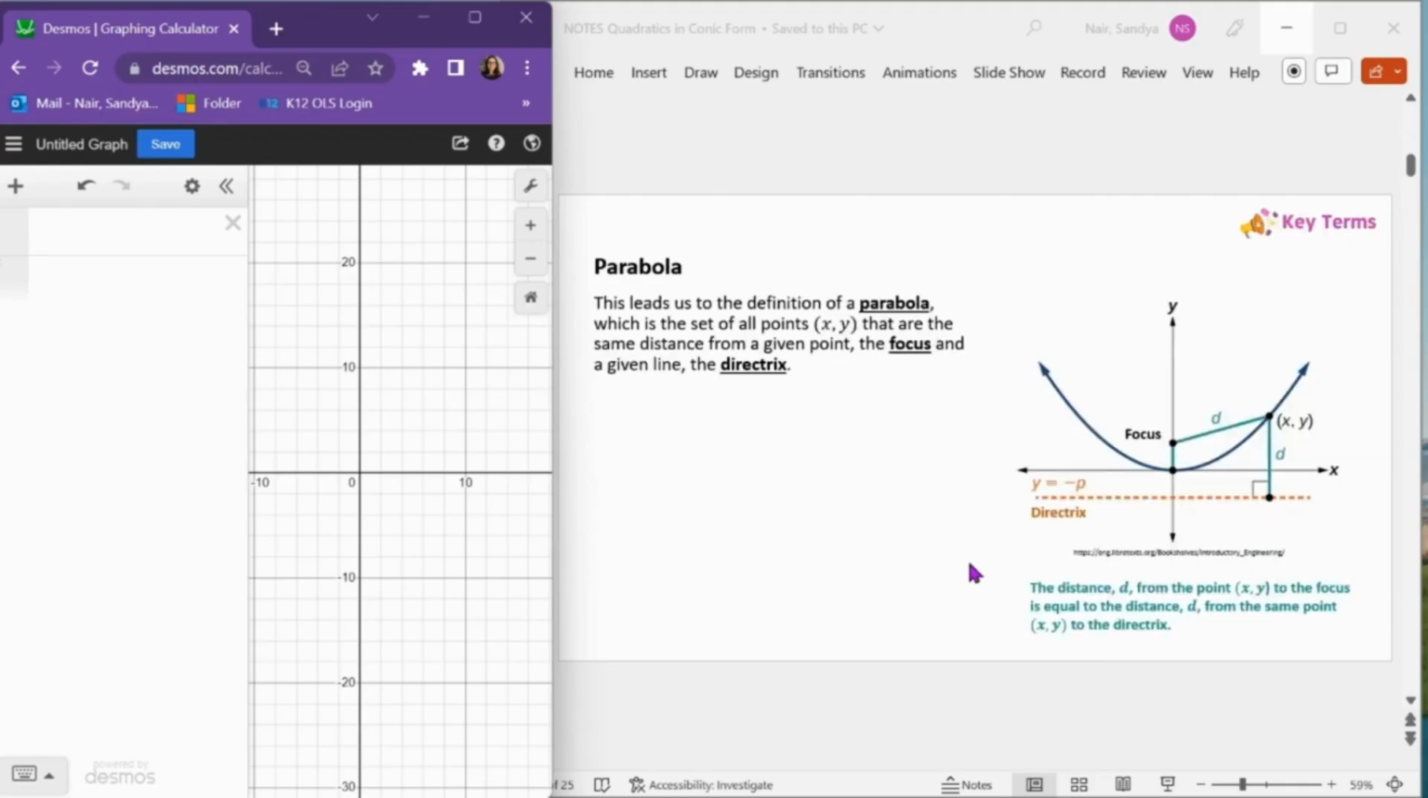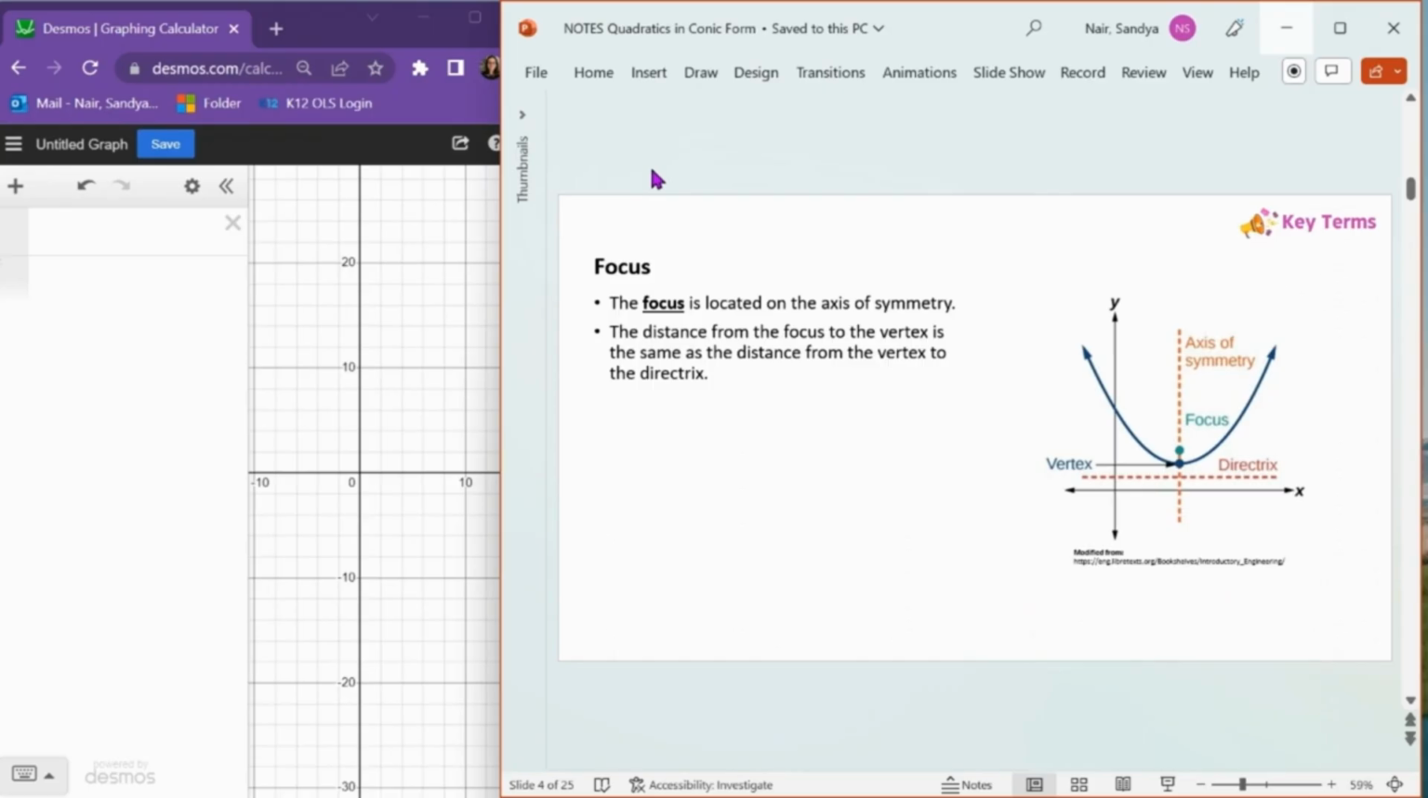This leads us to the definition of a parabola. A parabola is defined as the set of all points x, y that are the same distance from a given point, which is the focus, and a given line called the directrix. The focus will be located on the axis of symmetry. The distance from the focus to the vertex will be the same as the distance from the vertex to the directrix. The directrix will be a horizontal or vertical line that is perpendicular to the axis of symmetry, and whether it is horizontal or vertical depends on whether the parabola is horizontal or vertical.